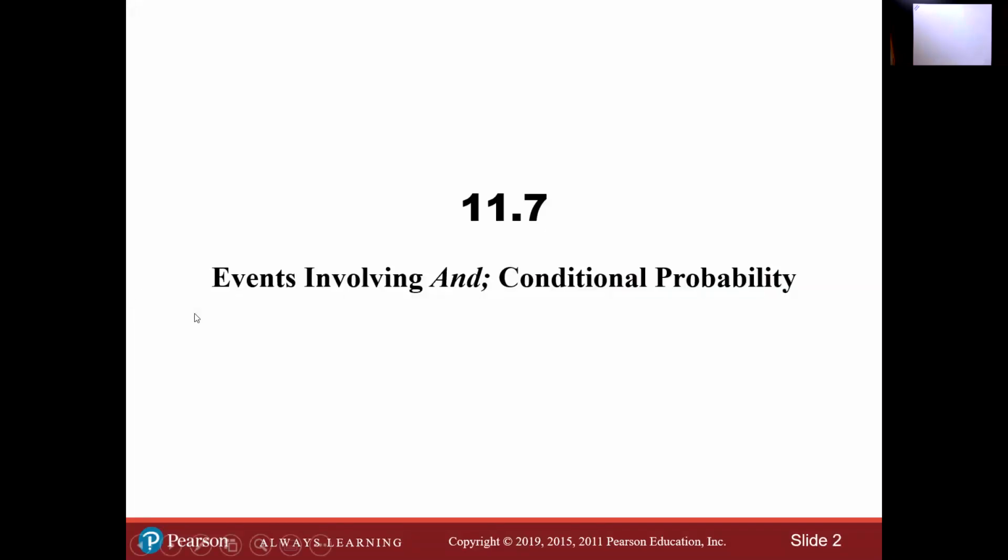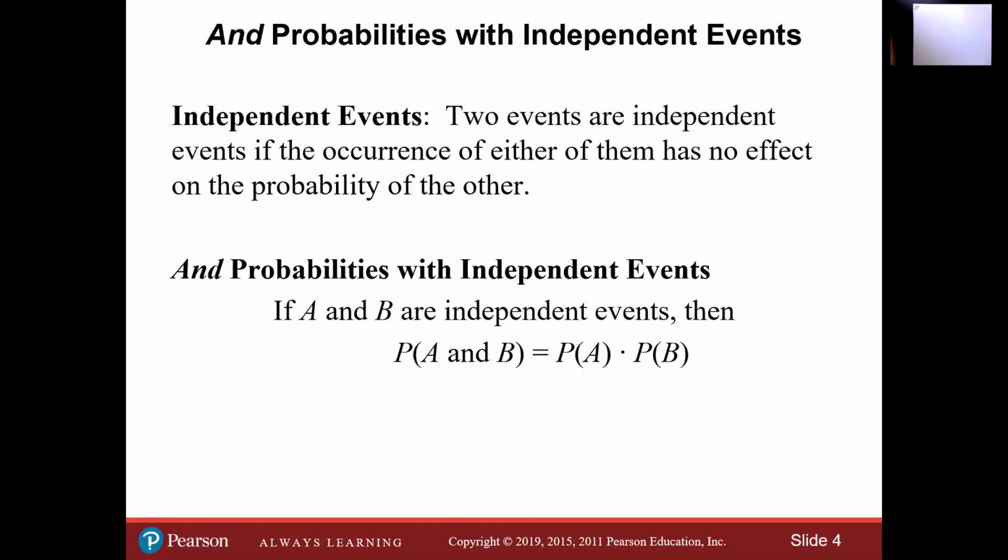Okay, continuing to talk about probability, the magic word for today is "and." If we have two independent events, meaning one has no effect on the other, the probability of A and B is the probability of A times the probability of B.